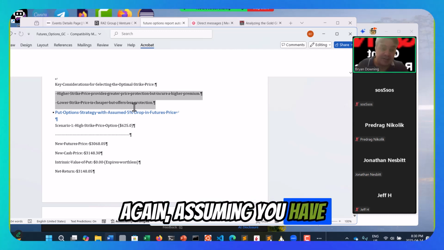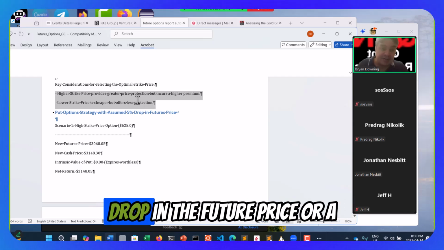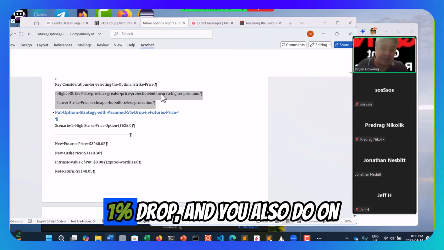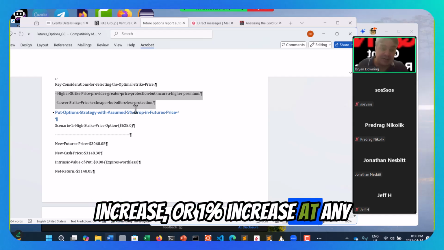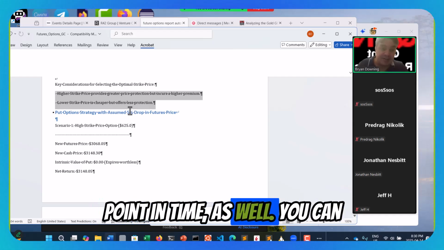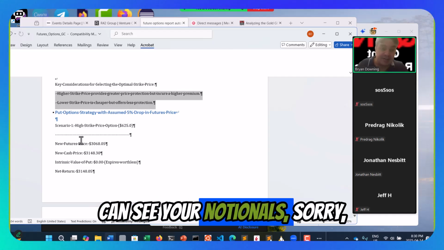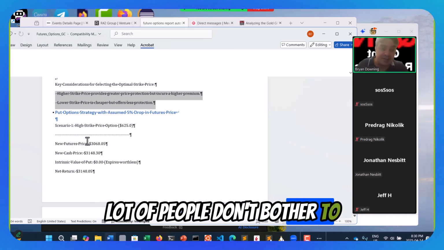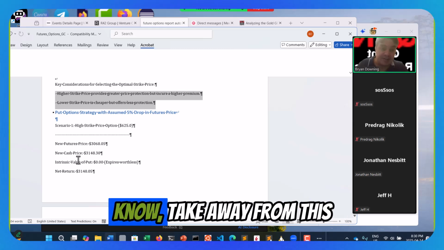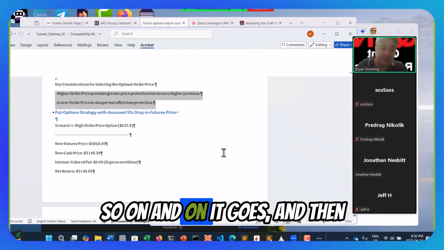Again, assuming you have today, and assuming here, this is important, if you had a 5% drop in the futures price or a 1% drop, and you also do the flip side as well, a 5% increase or a 1% increase at any point in time. And you can run all these different scenarios. And again, here you can see your intrinsic value as well, which a lot of people don't bother to look at. So again, we can get a key takeaway from this sort of thing as well. So on and on it goes.